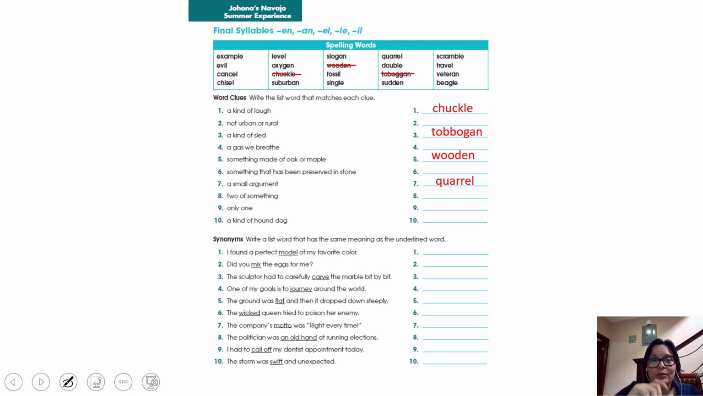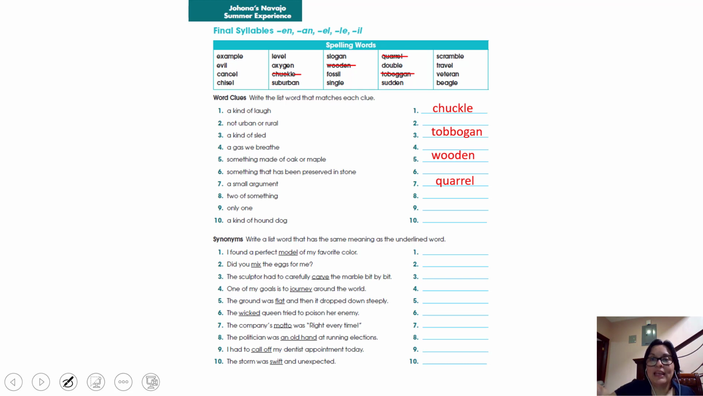Let's cross the word quarrel, and now we are going to work with the synonyms. It says, write a word that has the same meaning as the underlined word. You have to read the sentences. In number 1, for example, I found a perfect model of my favorite color. What word is underlined? Model.